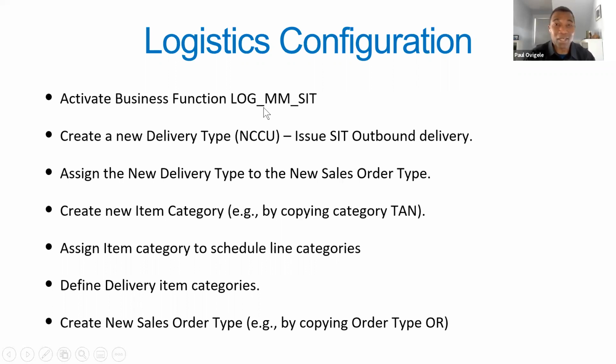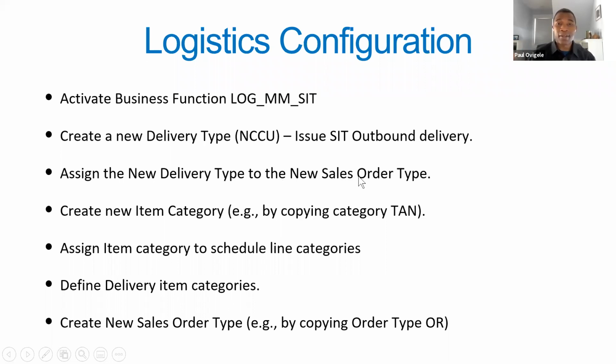So you have to activate this business function. Every time I say this business function, I've been saying that since the start of this webcast. What I mean is this LOG_MM_SIT. It's only 7 letters, but it does a lot. It does a lot of stuff. So you need to activate it. Then you need to create a new delivery type. You need to assign the delivery type to a sales order type.